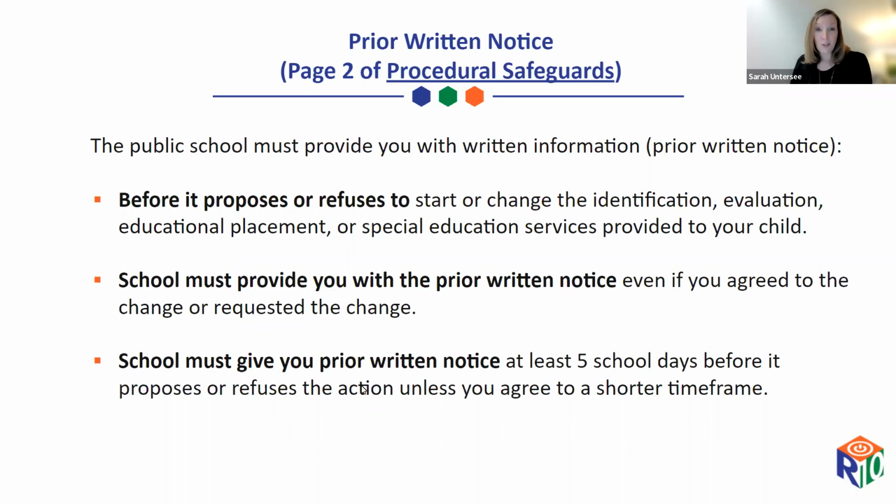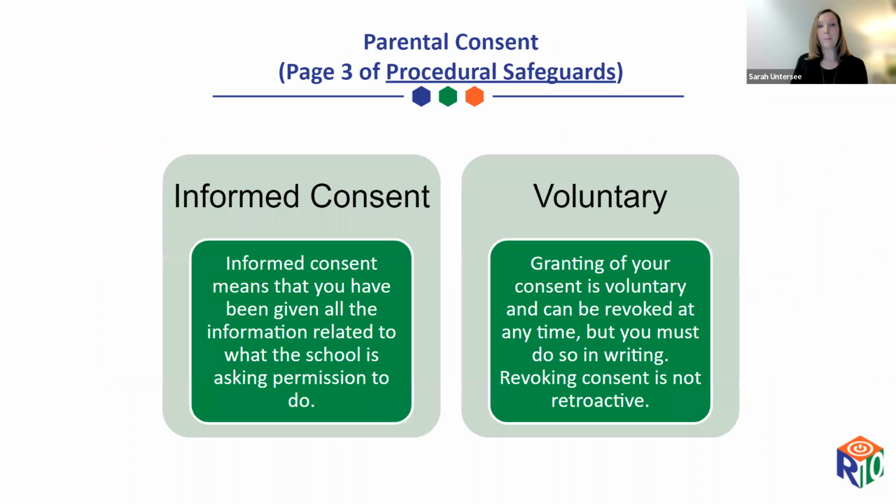Prior written notice, which is also on page 2 of those safeguards. The public school must provide you with written information called a prior written notice. It must provide that before it proposes or refuses to start or change the identification, evaluation, educational placement, or special education services provided to your child. The school must provide you with the prior written notice even if you agreed to the change or requested the change. And schools must give you prior written notice at least 5 school days before it proposes or refuses the action unless you agree to a shorter time frame.